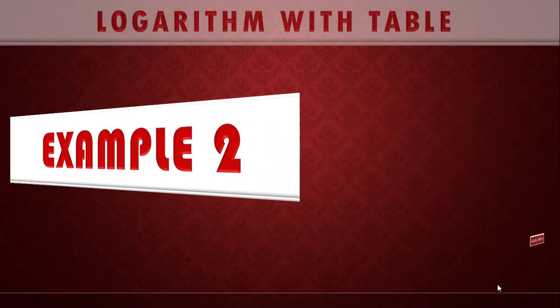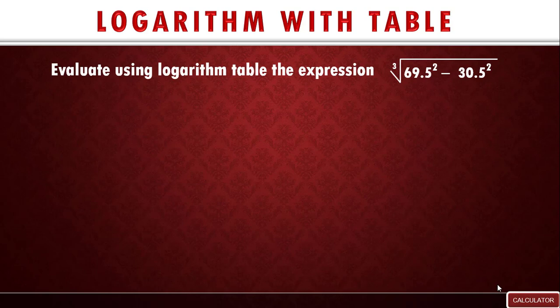Okay, let's look at example 2. In this question, we are asked to use the logarithm table to work out the expression. You can see we're looking for the cube root of 69.5 square minus 30.5 square. So let me quickly explain something here. In order to solve a problem like this, what you need to do is to find the log of this number, multiply it by 2, and then find the antilog.